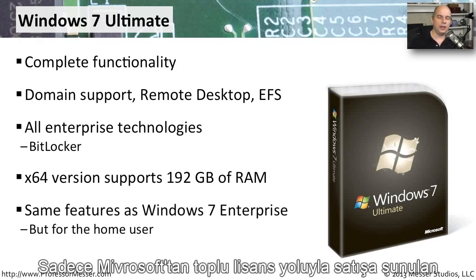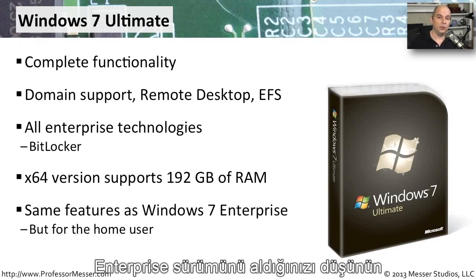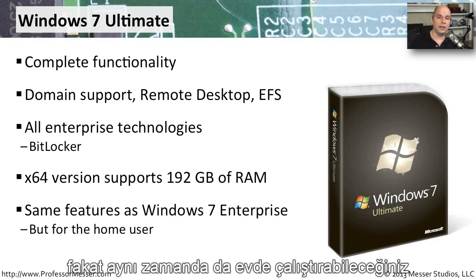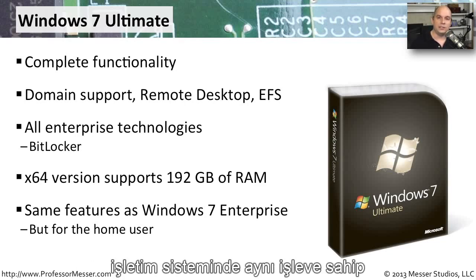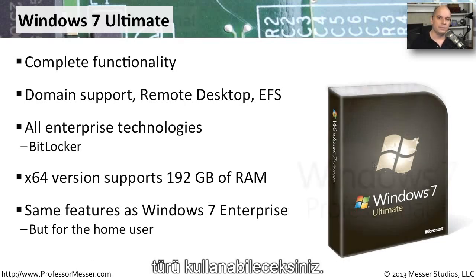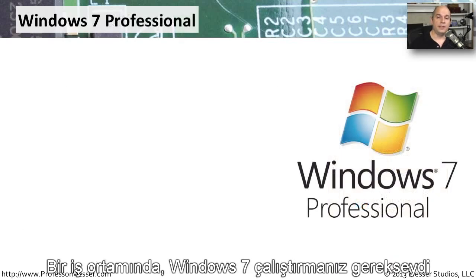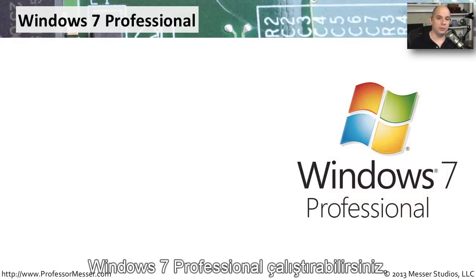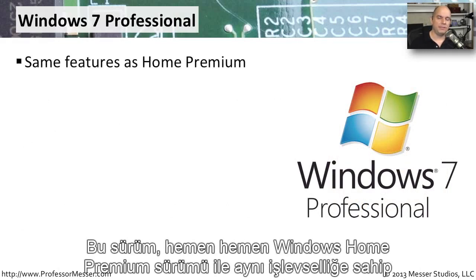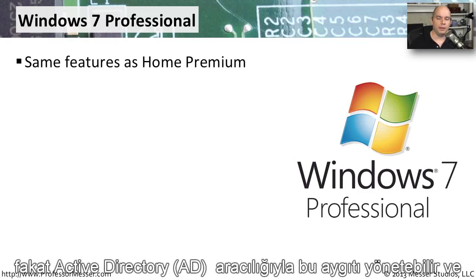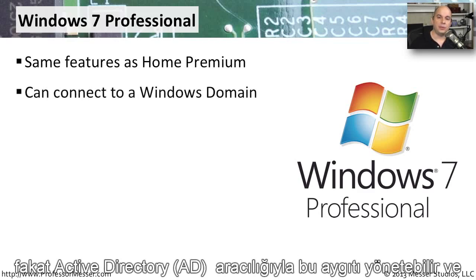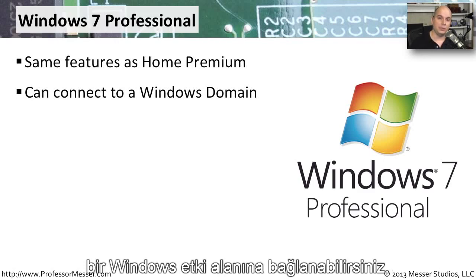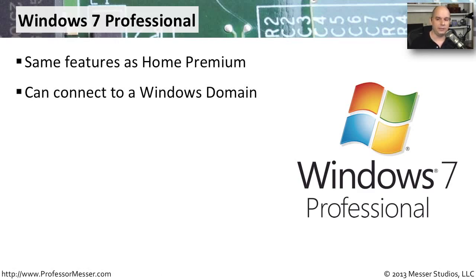Think about taking the Enterprise version that would only be available through volume licensing with Microsoft and be able to use that same type of functionality on an operating system that you could run at home. If you needed to run Windows 7 in a business environment, but you didn't need every single capability of Windows 7, then you're probably running Windows 7 Professional. This has exactly the same functionality as Windows Home Premium, but it enables the capability to connect to a Windows domain and be able to administer that device through Active Directory.